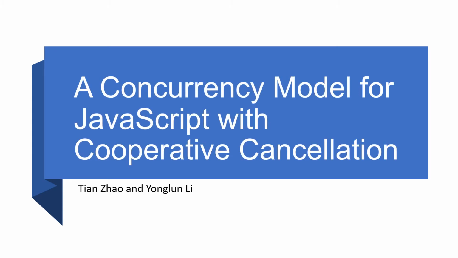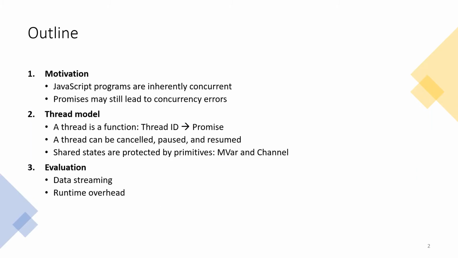In this talk, I describe a thread-based concurrency model for JavaScript with cooperative cancellation. We first motivate the need for a thread-based concurrency model. JavaScript programs often have concurrency errors due to data races. Existing constructs, like promises, do not prevent event races.